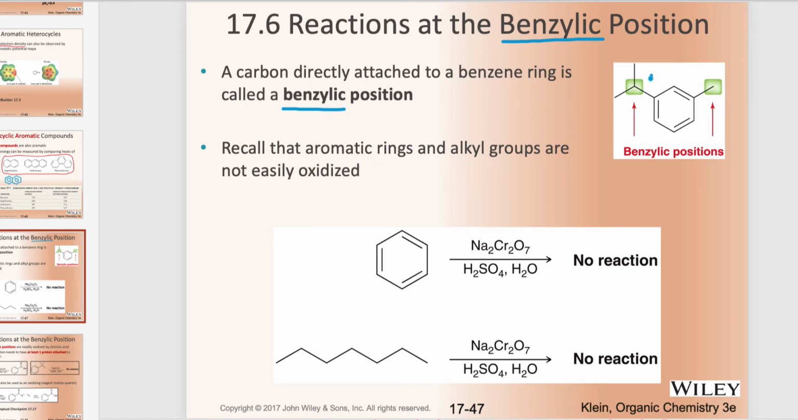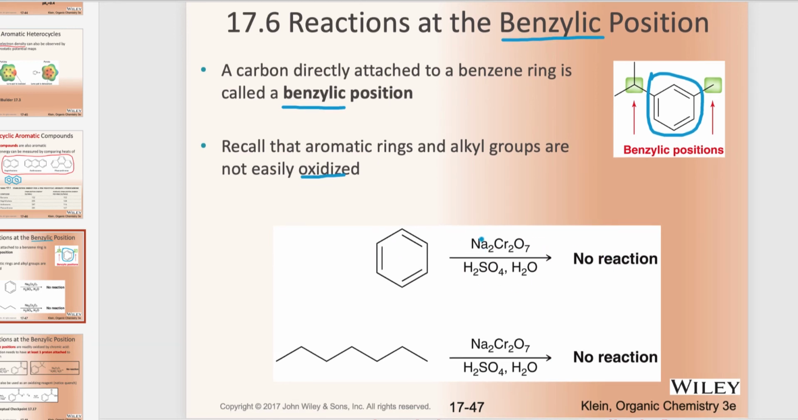The benzylic position is, you're looking at your aromatic ring, and then you move one atom out, and that's your benzylic position here. And then again, aromatic ring, moving out one position, and you see it highlighted here as well. So there are two benzylic positions. You want to remember that typically we don't see oxidation reactions with alkyl groups and even aromatic rings. It takes different reagents to do anything about this, but here's a review. Aromatic ring is not oxidized under one oxidation condition, which is using chromium reagents that can be highly aggressive. No reaction here, no reaction here.